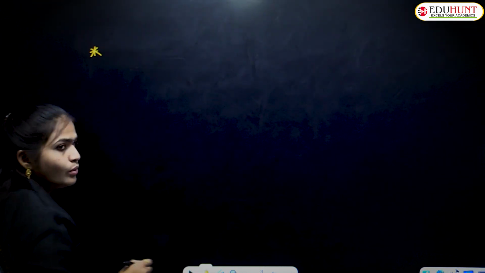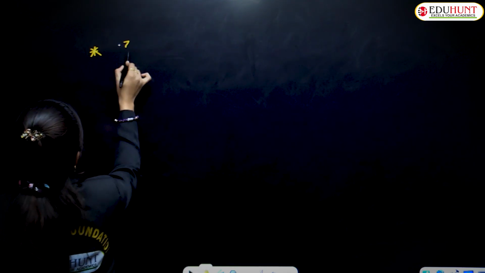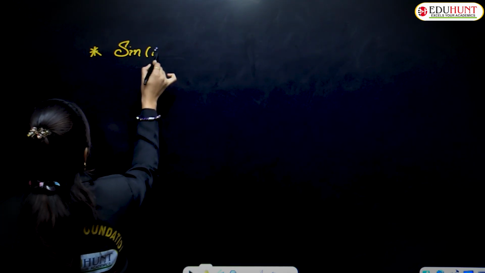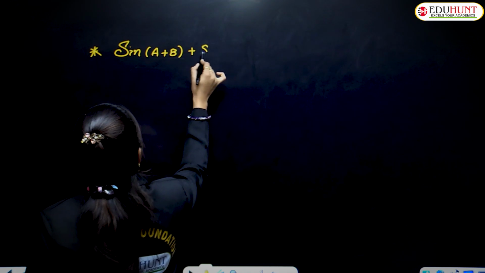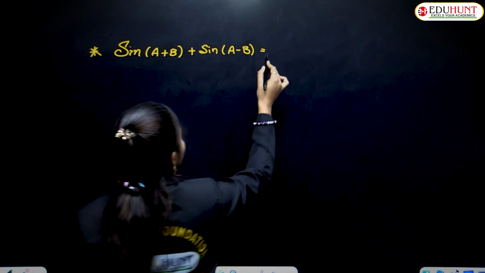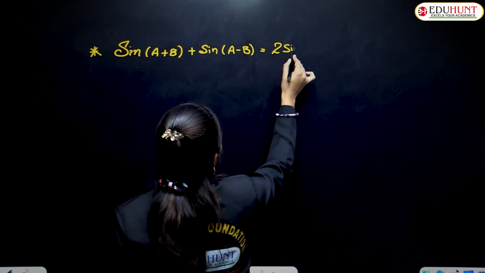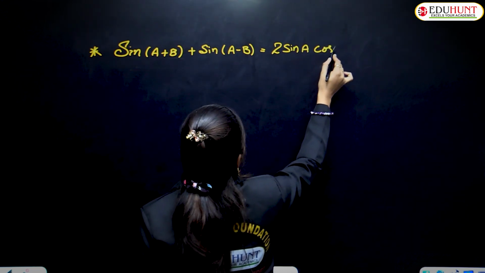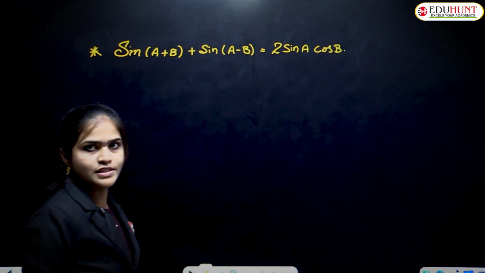So what is that first formula we discussed here? That one only I will write here. See that: sine of a plus b plus sine of a minus b. So what is the formula we have written here? That is 2 sine a cos b. Okay, that is the first formula.